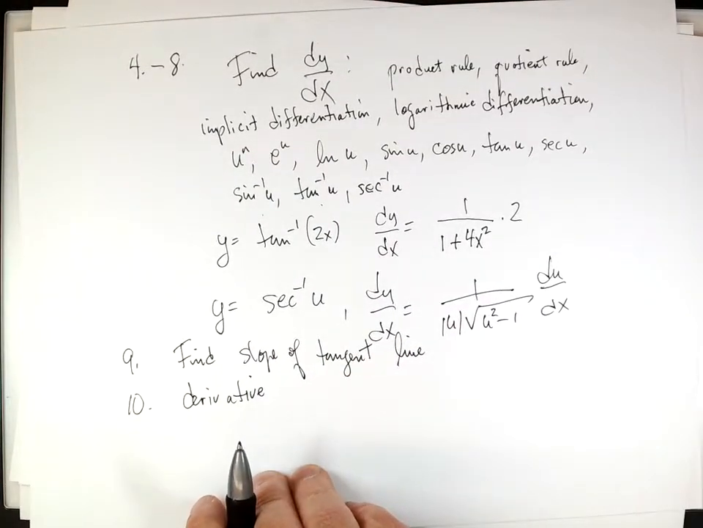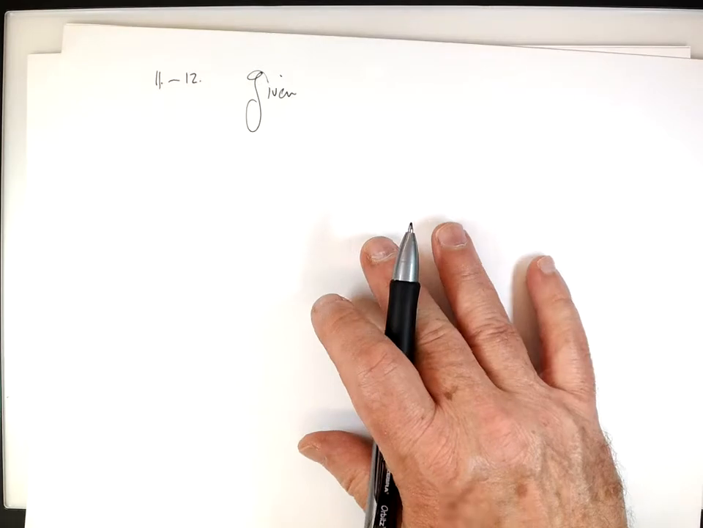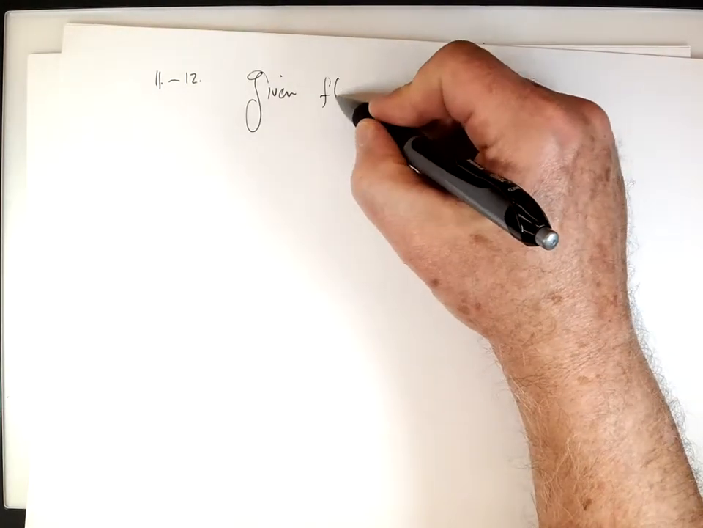Nobody wants to show us the test. It's a derivative. Give it a 10-second lead. Just put it on the thing, don't worry. All right, 11 through 12 is given some function.